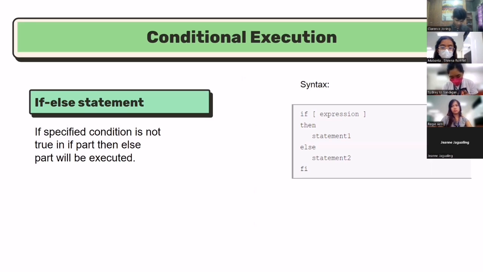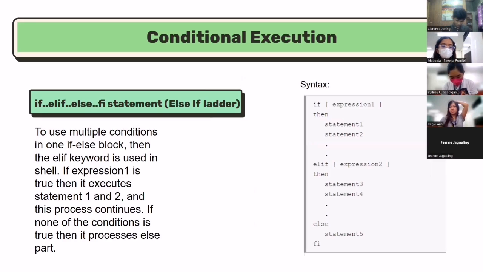Next, else if ladder. To use multiple conditions in one if else block, the elif keyword is used in shell. If expression 1 is true, then it executes statement 1 and 2, and this process continues. If none of the conditions is true, then it processes the else part.